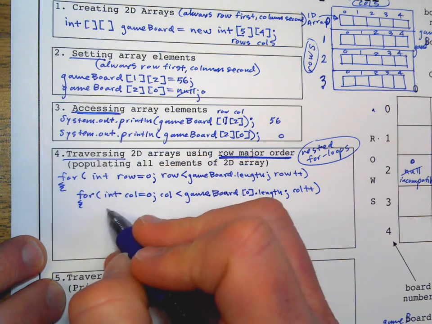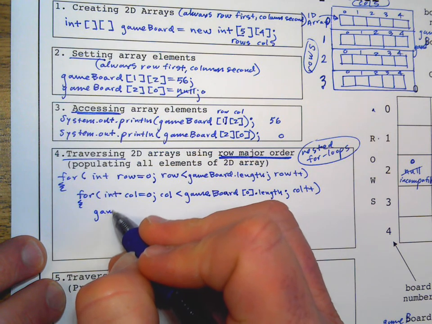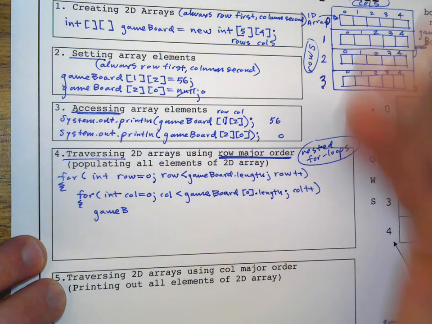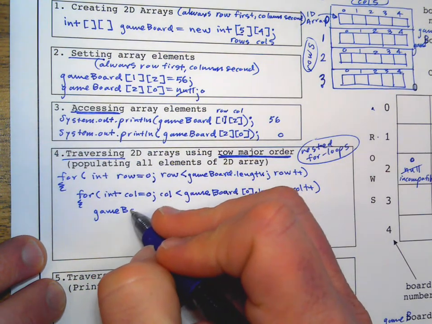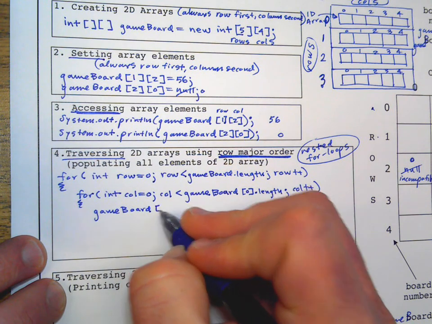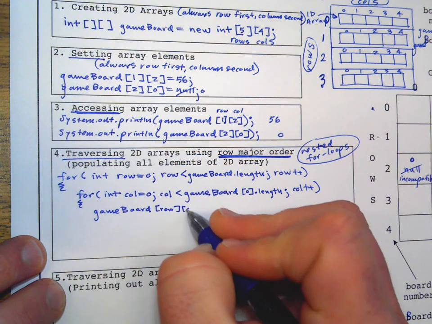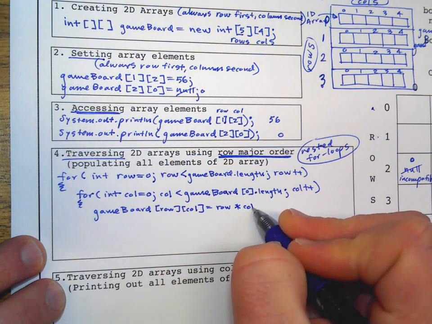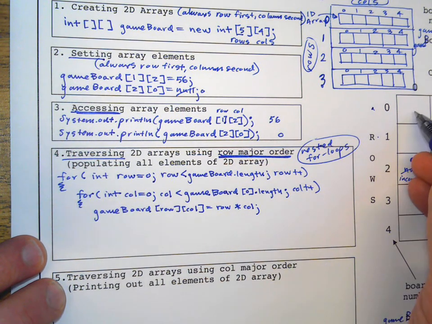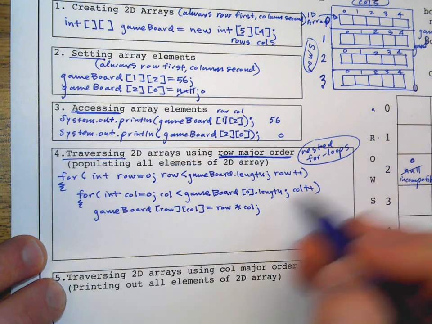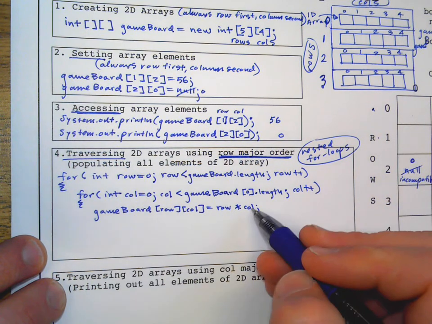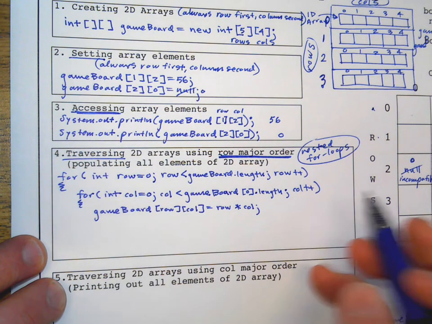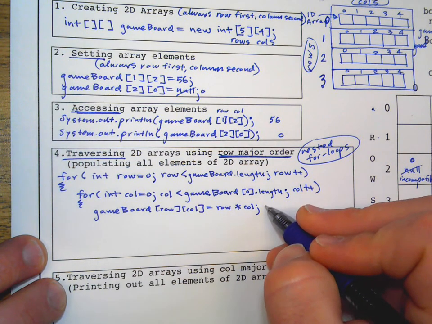And so if we do that, and now if we want to print everything, let's just keep it simple. Or let's say we want to go through, traverse the whole 2D array and put values in. So we could do, I'll just do an example, game board, row, column, equals row times column, whatever. So spot 0, 0 is going to be 0. Spot 0, 1 is going to be 0. Spot 1, 0 is going to be 0. 1, 1 is going to be 1. 2, 2 is going to be 4. And multiply them together. It's just an example. So you could do other stuff.